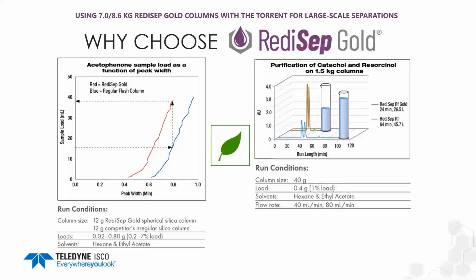And you can kind of see this with the graph on the right here, showing the sample load and the relative peak width for both the gold media and the irregular flash particle here. And you can see the peak width for the gold is significantly smaller for the RediSep Gold material versus the irregular particle. And so what this means is we can load more compound, or if we need the resolution, we keep the loading the same, but we have improved baseline resolution between our compounds.